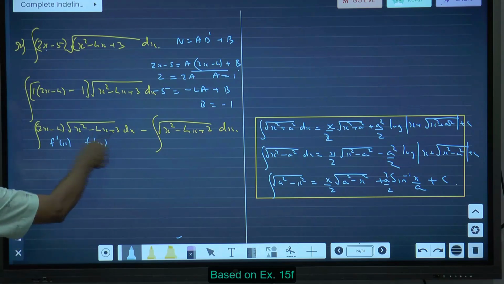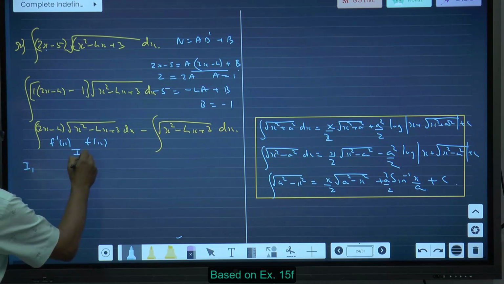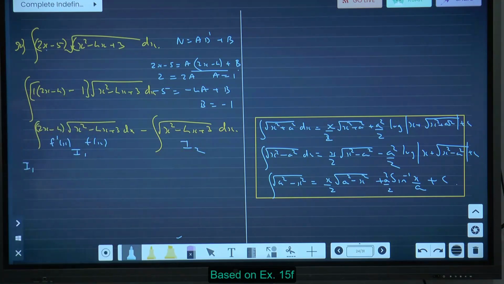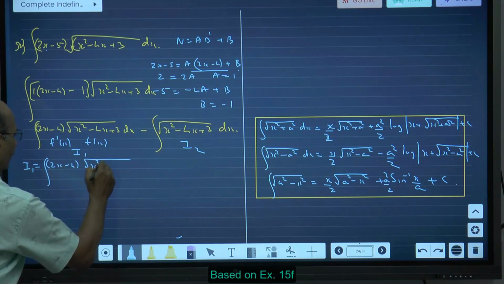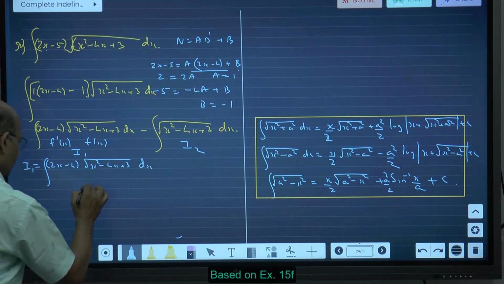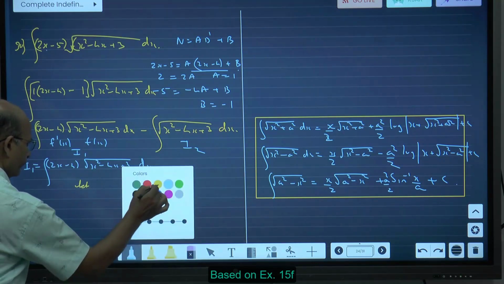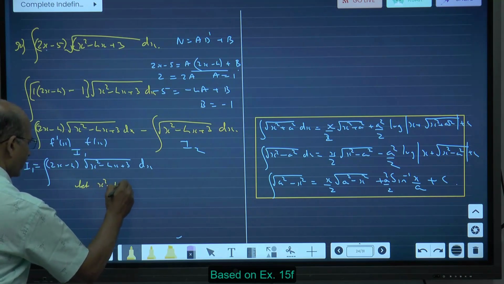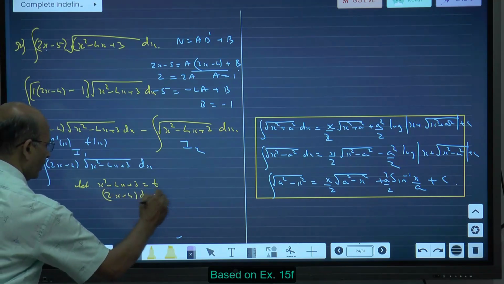This f dash x into fx form, right? So, I will take this as I1 and this as I2, and solve it out further. So, I1 is the integral of 2x minus 4 into root of x square minus 4x plus 3 dx. I will put x square minus 4x plus 3 as t. So, 2x minus 4 dx will be equal to dt.